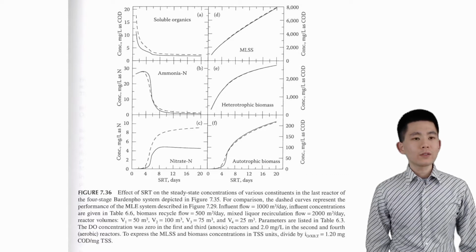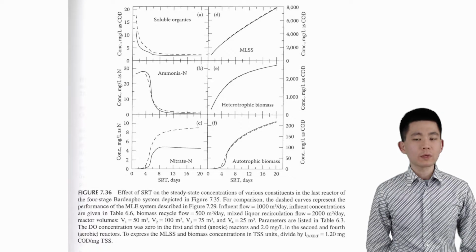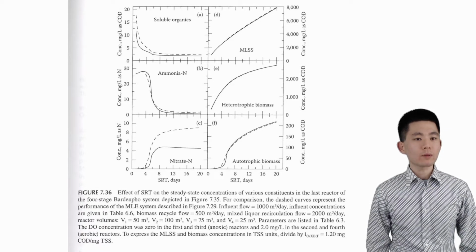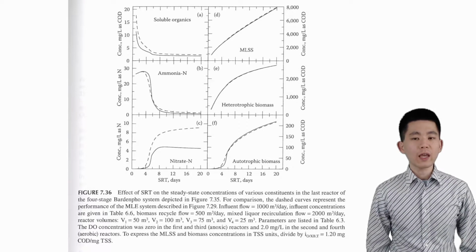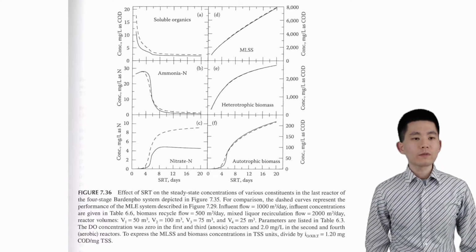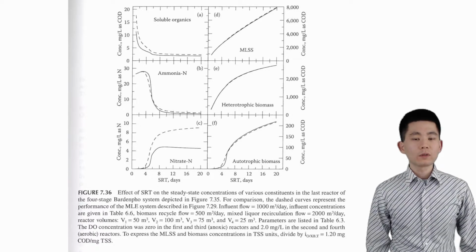Again, let's look at the effect of SRT on the performance of the four-stage Bardenpho system and compare it with the MLE system, which is represented by the dashed line. Their removal of soluble organics and ammonia and production of biomass are very similar, as shown in panels A, B, D, E, F. But because of the additional anoxic-aerobic cycle, the four-stage Bardenpho achieves a lower nitrate concentration in the effluent compared to the MLE system.